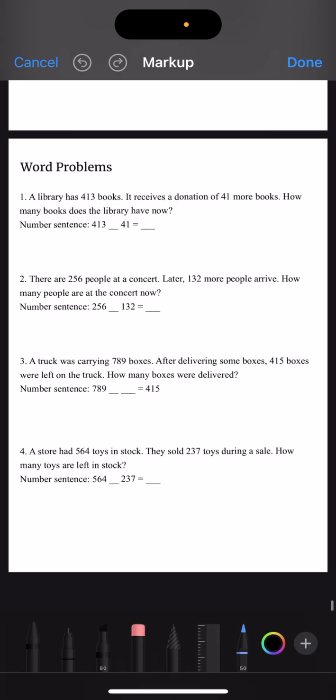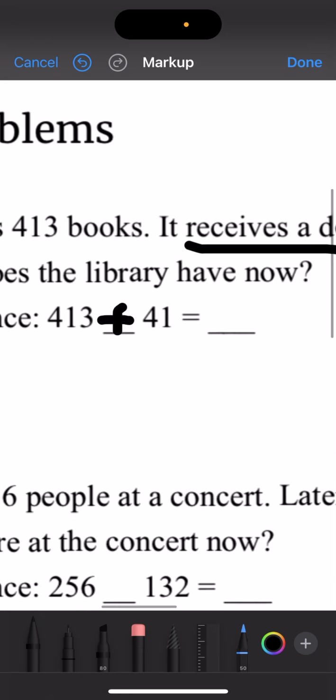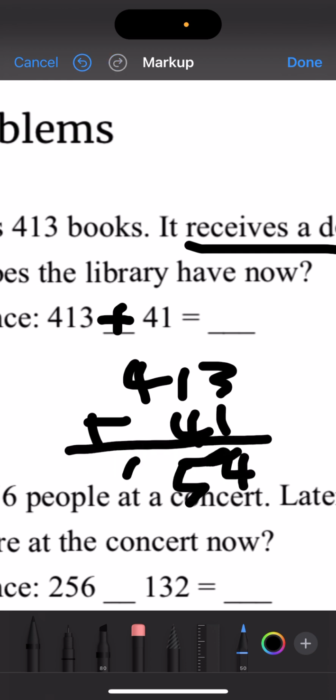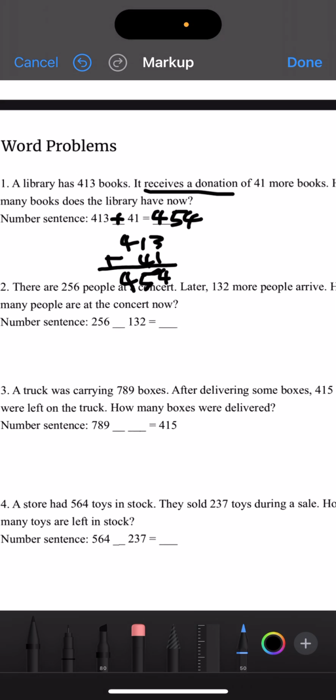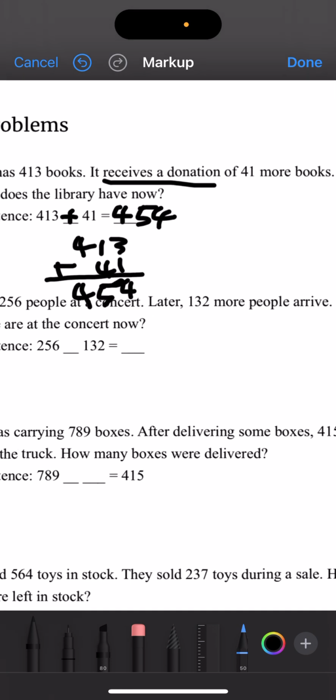Let's move on. Word problems. A library has 413 books. It receives a donation of 41 more books. How many books does the library have now? Okay, it receives a donation. If you receive something, then you get more. So this would be positive or plus. 413 plus 41. This would be 4, 5, and 4. 454 books.